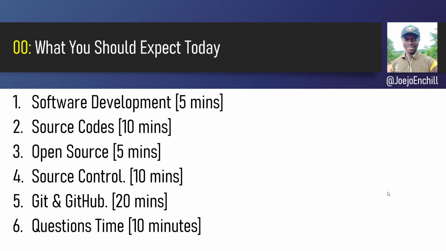What you should expect today. In today's lesson, I'll do a brief recap of what software development is all about. And then we take a look at what we call source code. From that, we will come to understand what is open source and then source control. And finally, we will look at Git and GitHub. And as usual, we'll have some time for questions and comment. Okay?